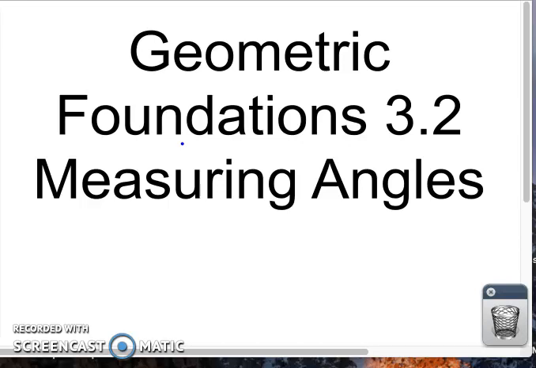All right, so here we go again. Geometric Foundations 3.2. We nailed 3.1 the other day, so now it's 3.2. We've measured segments. Now it's time to measure some angles. So we are going to look at measuring angles. First of all, what are we talking about with an angle?